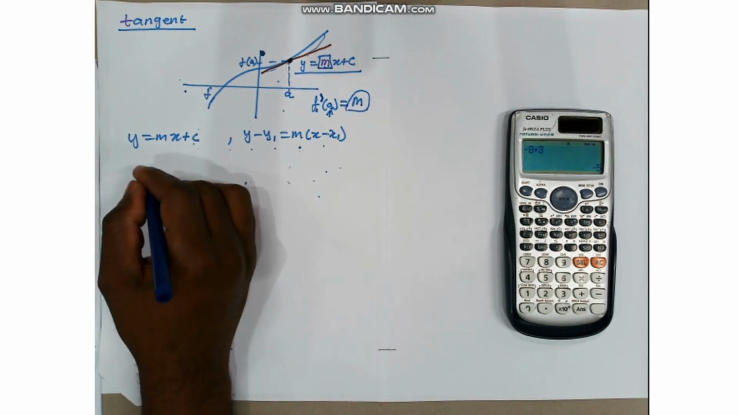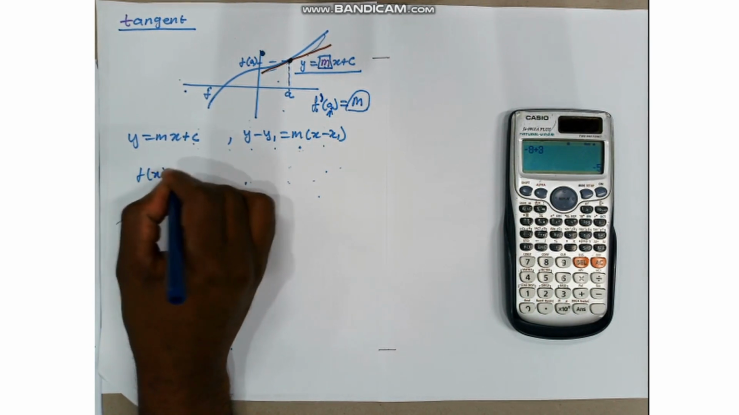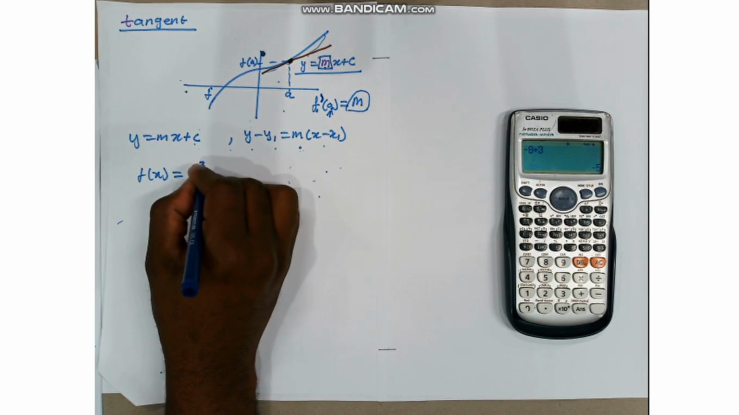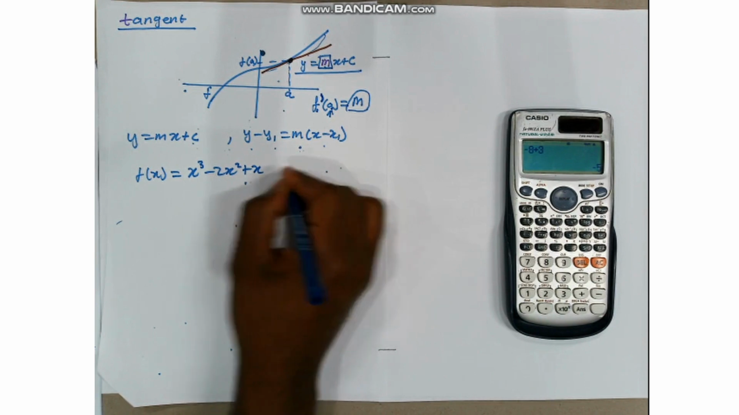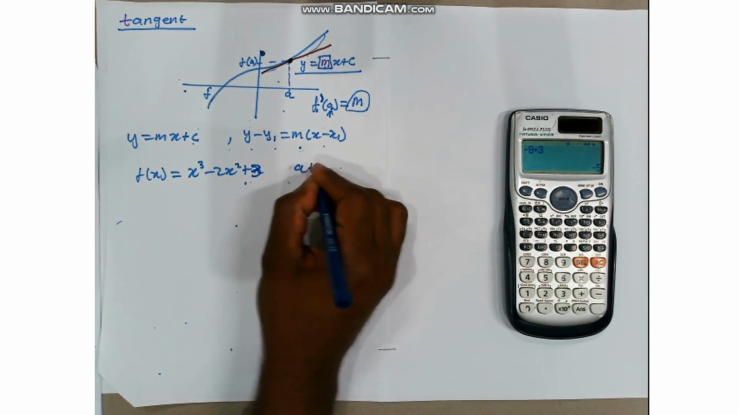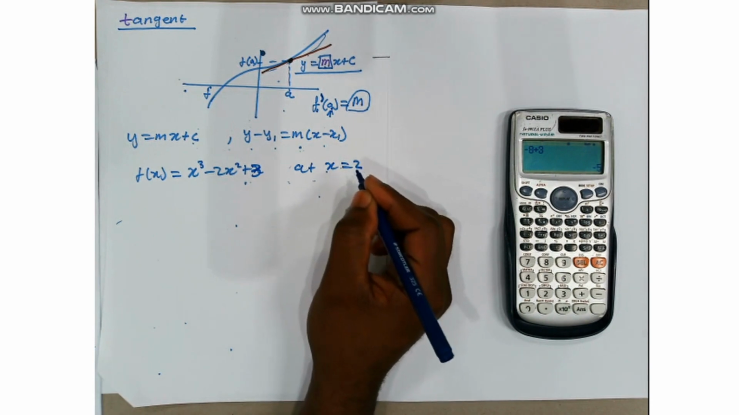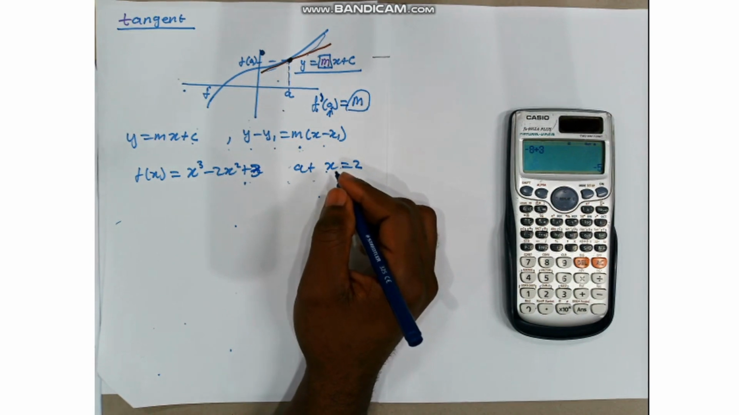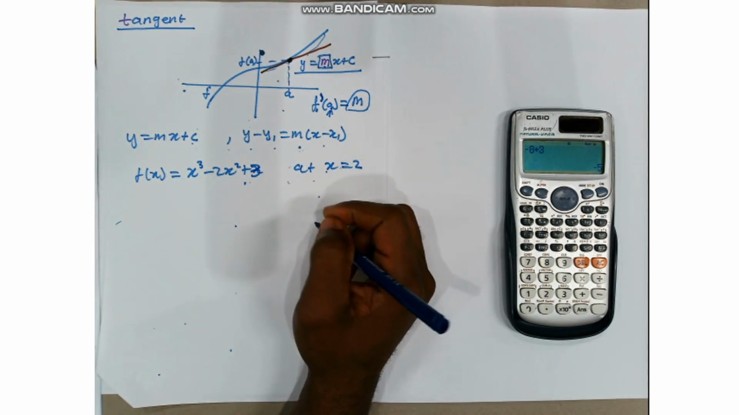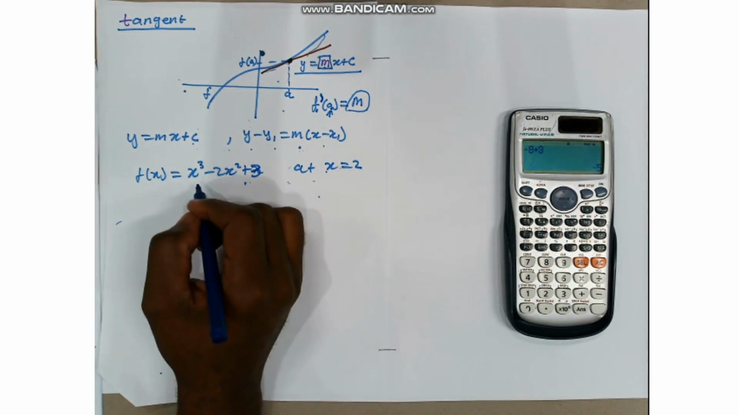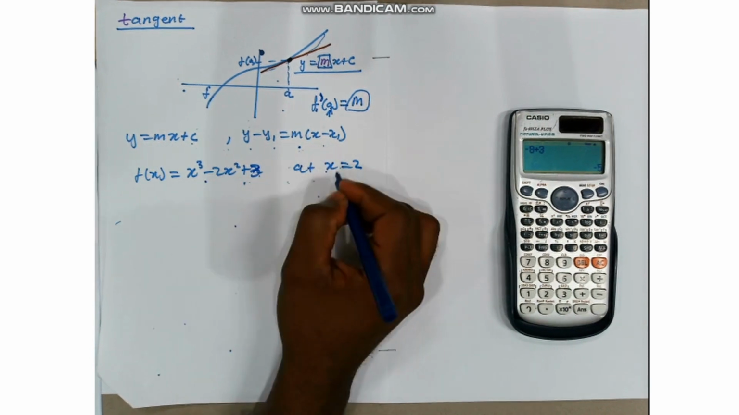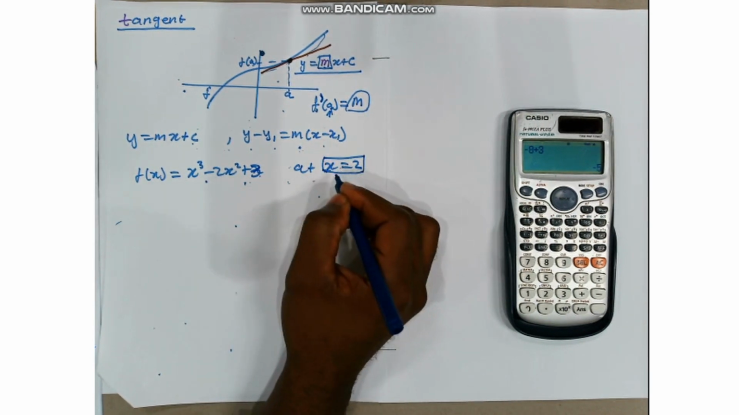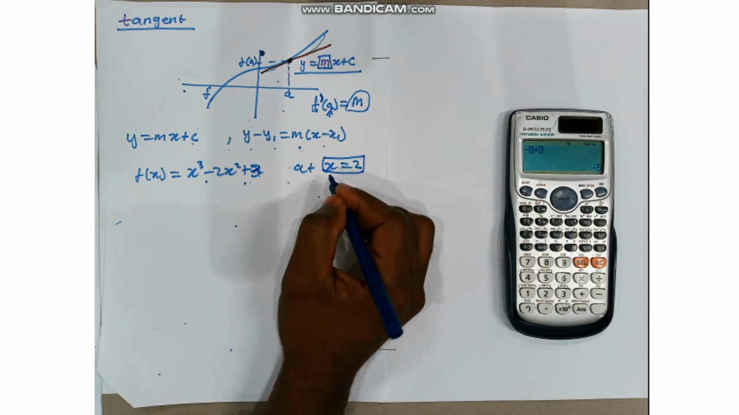Let's just use an example. f(x) is equal to x cubed minus 2x squared plus 3 at x is equal to 2. They give us this equation. They're saying let's find the equation of a tangent to this graph at this specific point of x. They gave us the specific point of x.